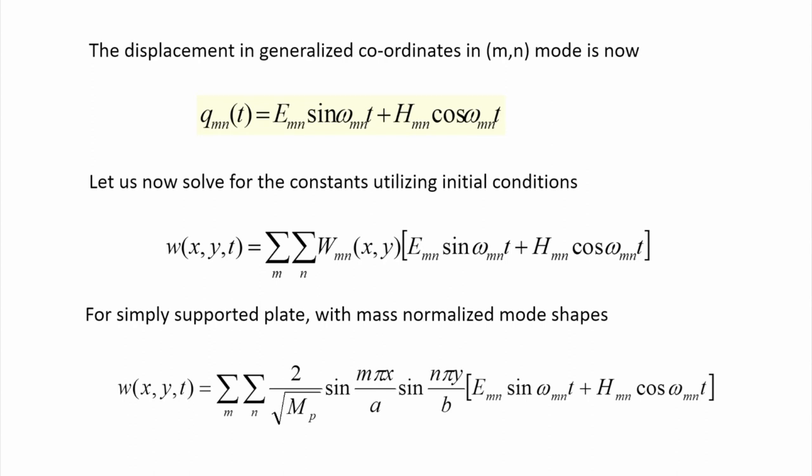Given the response of the plate at location xy at t is double sum W_mn(x,y) into E_mn sin omega_mn t plus H_mn cos omega_mn t, then for a simply supported plate we can write W_mn as, if the mode shape normalized with respect to mass is used, that I have discussed in the previous lecture, we can use this mode shape 2 by root over mp sin(m pi x by a) sin(n pi y by b) into bracket E_mn sin omega_mn t plus H_mn cos omega_mn t. Remember that this function is for the simply supported case, so we are discussing a simply supported case for an initial value problem. Now we have to get these constants of integration.